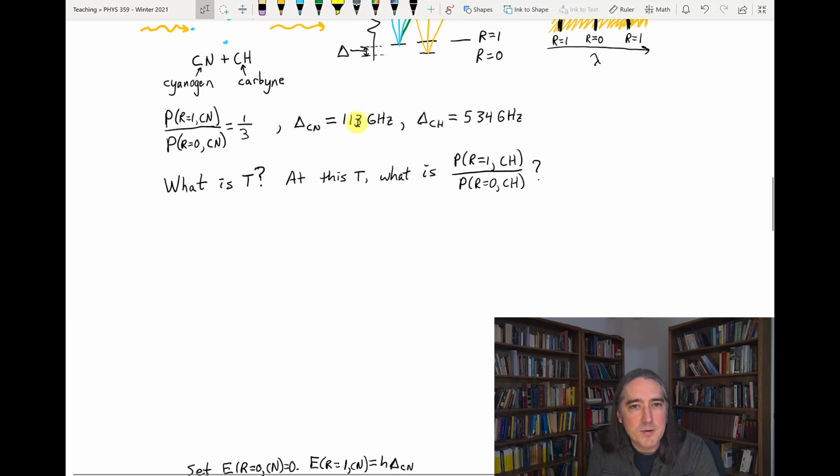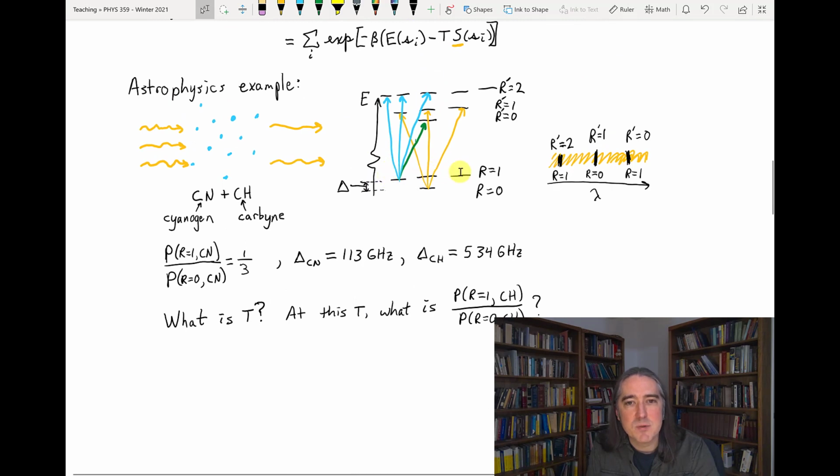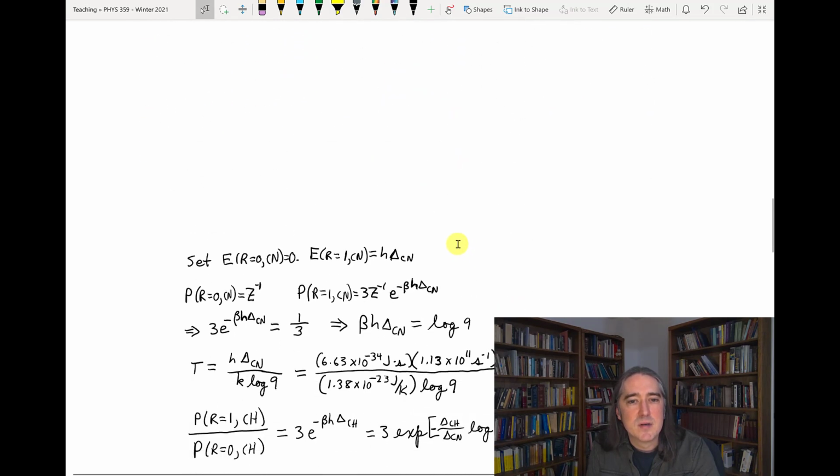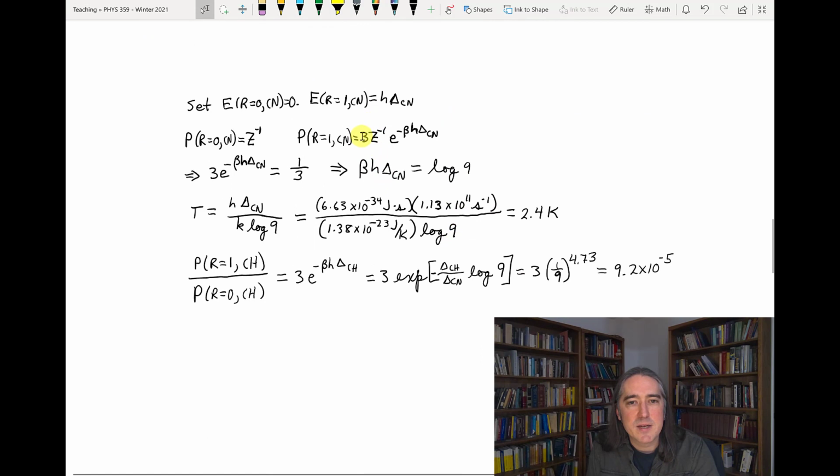So all we have left is the 3 from the multiplicity of the R equals 1 state. Let me scroll back up here. Remember, R equals 1 has a multiplicity of 3. So we're 3 times as likely to be in that as you might have guessed because we have 3 different states to fall into. And each one of them will absorb light in the same fashion. They can all absorb the light, so good. The e to the minus beta h delta CN comes down, and that ratio of probabilities is equal to 1/3.